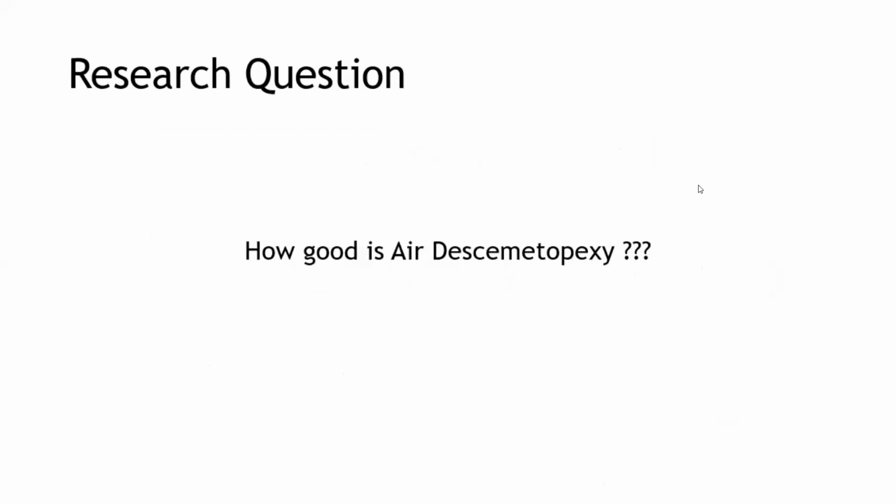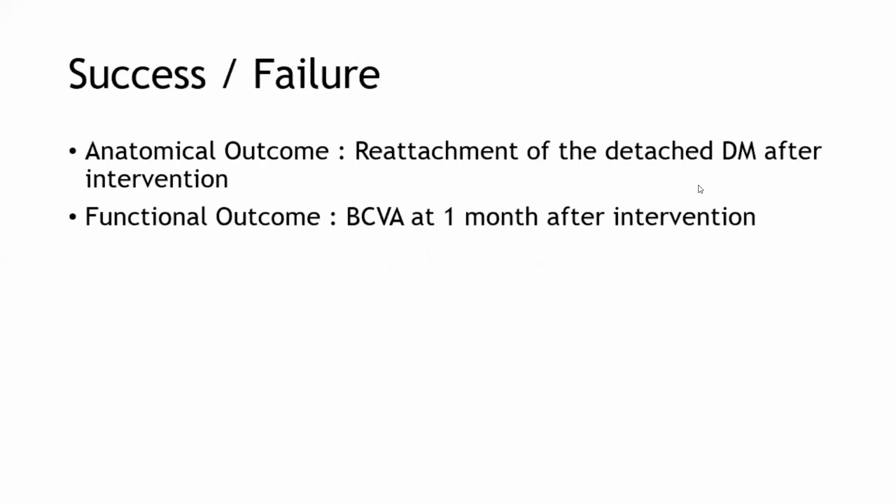Sunil, how do you say air descemetopexy is successful or not? Post-operative clear cornea. Yes, first, there is a clear cornea. Why does the cornea clear? The Descemet's membrane is getting attached. So the first thing is reattachment of the Descemet's membrane. Any other? What happens when the cornea clears? The visual acuity improves. That would be the functional outcome. So these are the 2 methods by which you can measure the success rate. The anatomical outcome is the attachment of the Descemet's membrane, and the functional outcome is the improvement in visual acuity.